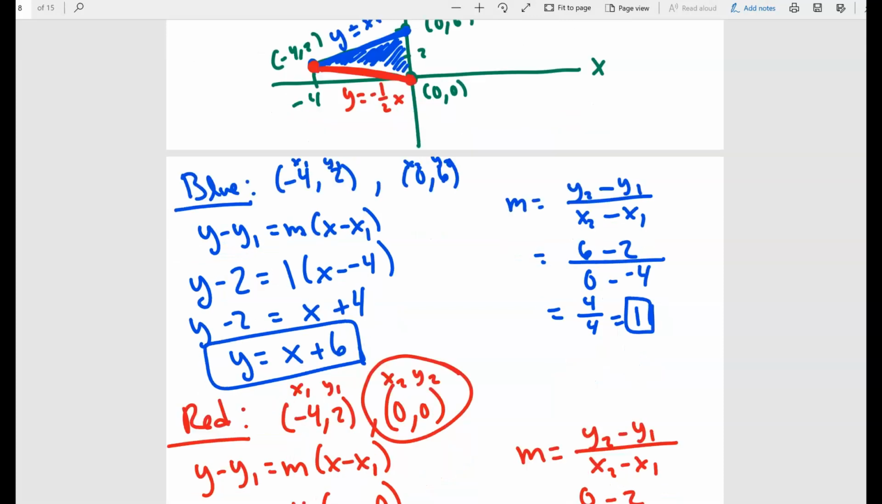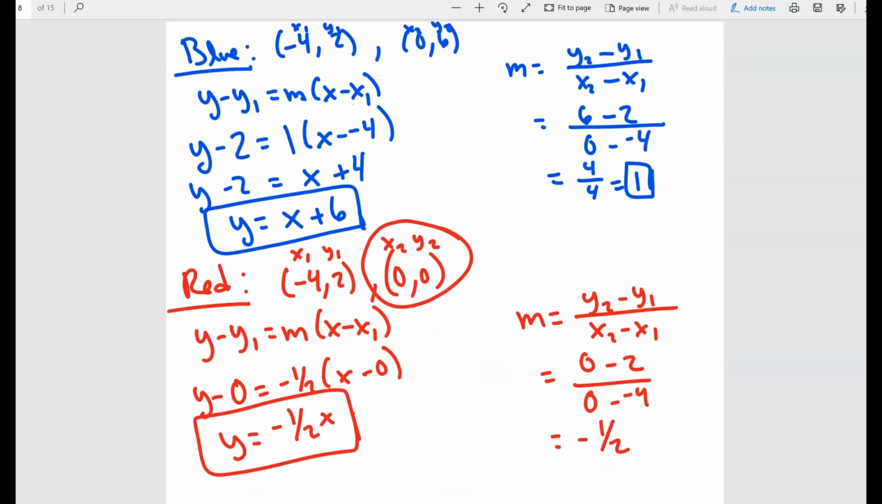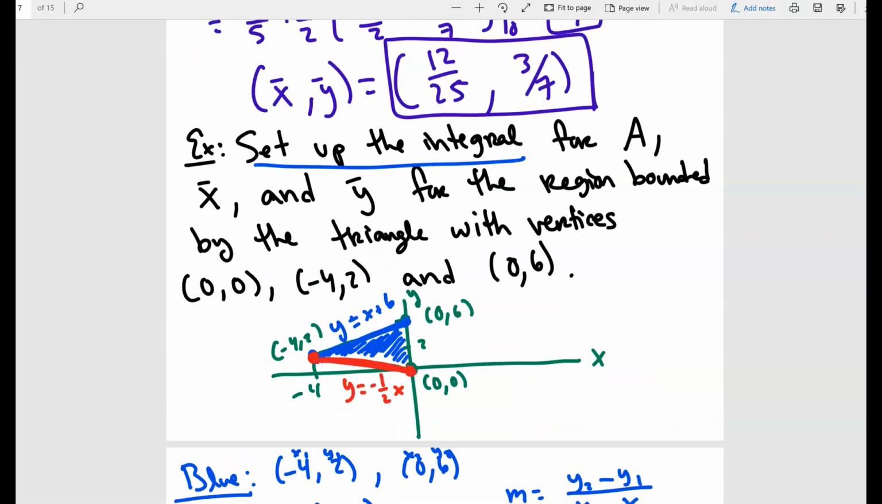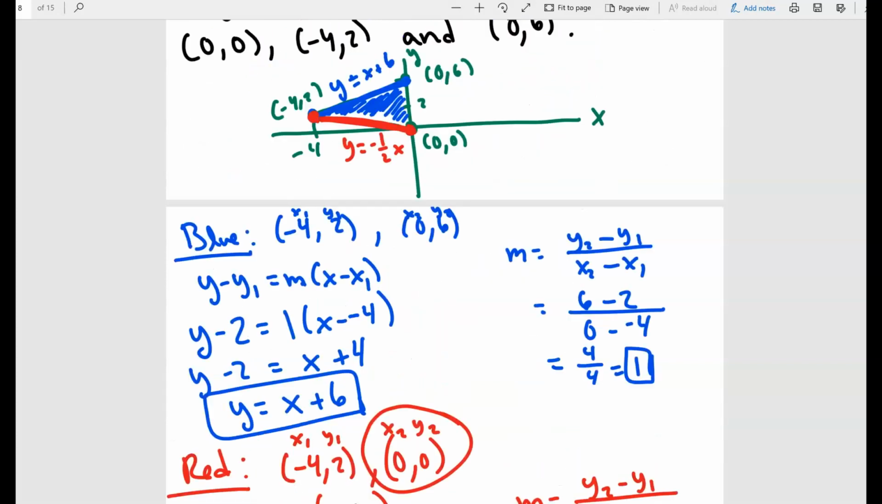Okay, so notice we haven't done any calculus left. All of this was just algebra 1 stuff. Okay, now let's do the calculus. Okay, so now what we're going to do, let's go ahead and figure out our a. And notice that we're only setting up the integrals. Okay, this just tells us to set it up.